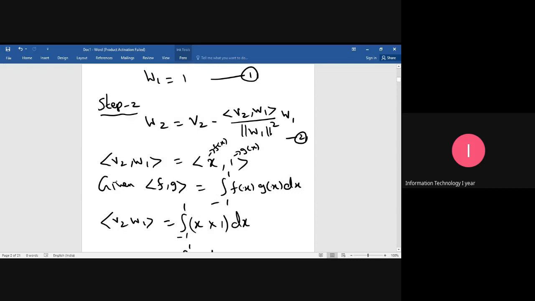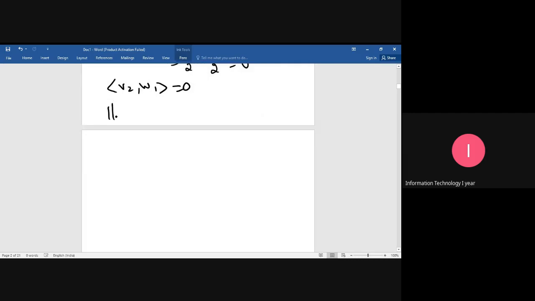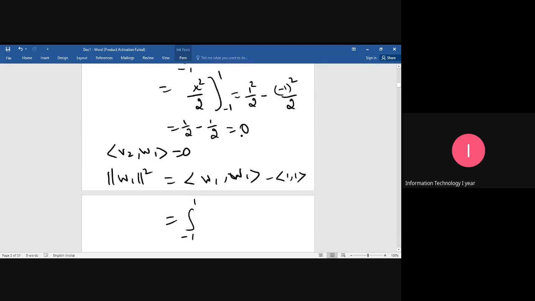But when we calculate W3, at that time we need norm W1 square, so we find it here itself. What is norm W1 square? The formula says it is the inner product of W1 comma W1. Using the definition, it is the integral from minus 1 to 1 of W1 into W1. W1 is 1, taken from equation 1.